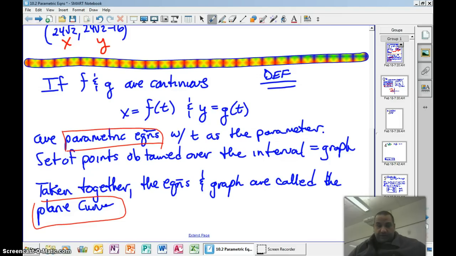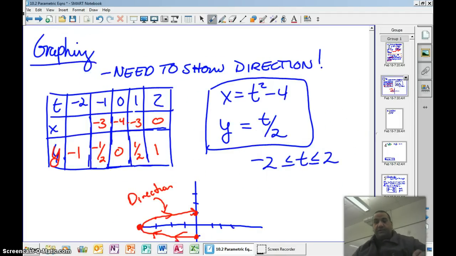f and g are continuous. x is a function of t, and y is a function of t. They're not the same function, of course. They are called parametric equations. With t as the parameter, the set of all points obtained over the interval is called the graph. Taken together, the equations and the graph are called the plane curve. That's all we're asking. Now let's do some examples to understand.